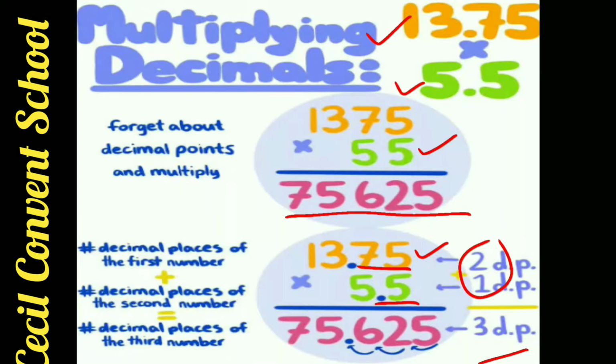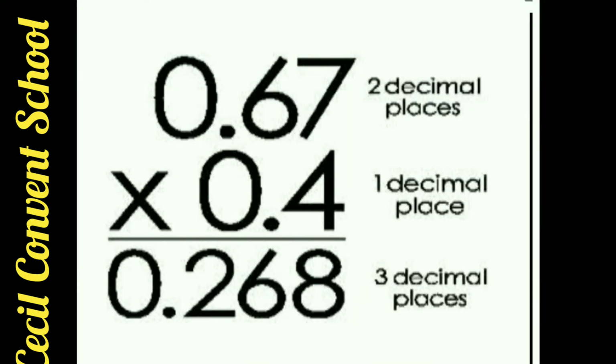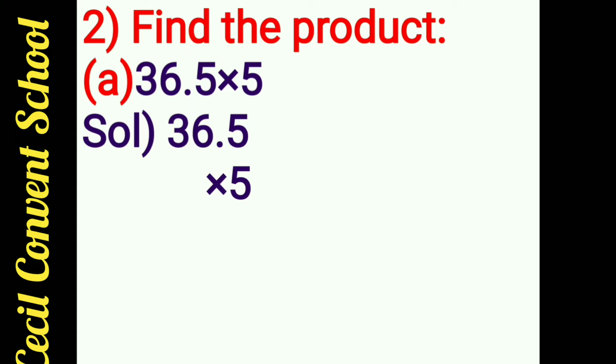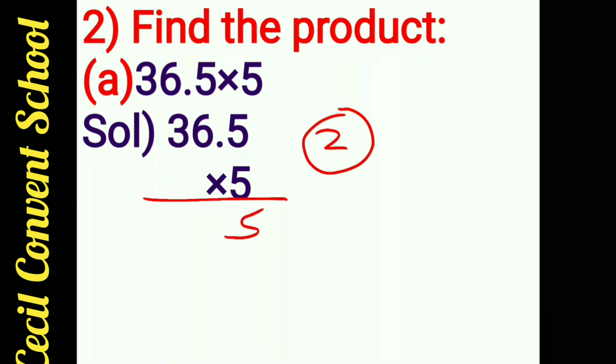Clear? So let's start activity 2. Activity 2 is find the product. A part is 36.5 multiplied by 5. How do you do it? You multiply as you do whole numbers, forgetting the dot sign. Clear? Now 5 5s are 25, so 2 will come as a carry. 5 6s are 30, 30 plus 2 is 32, and 3 goes on to the 3. 5 3s are 15, 15 plus 3 is 18.